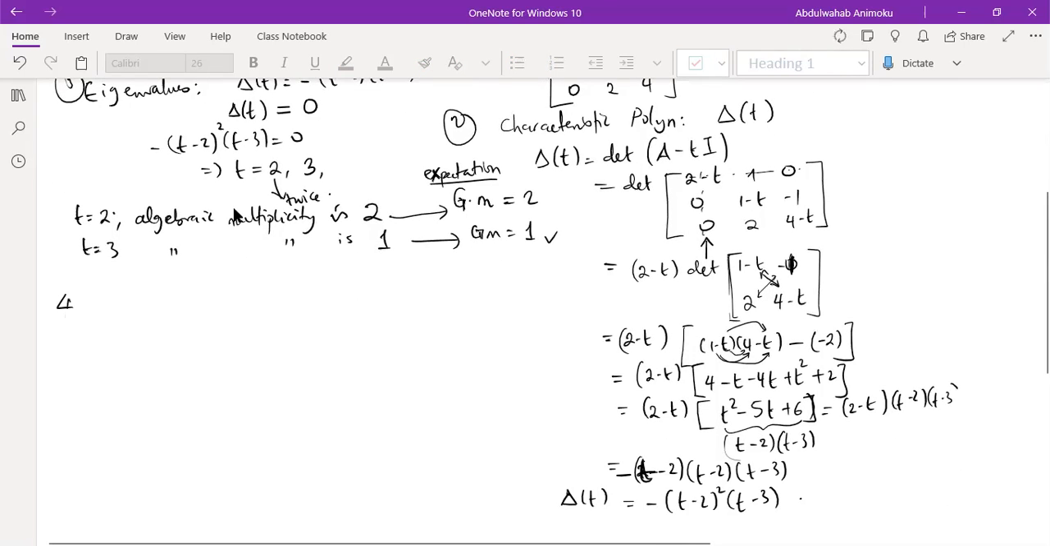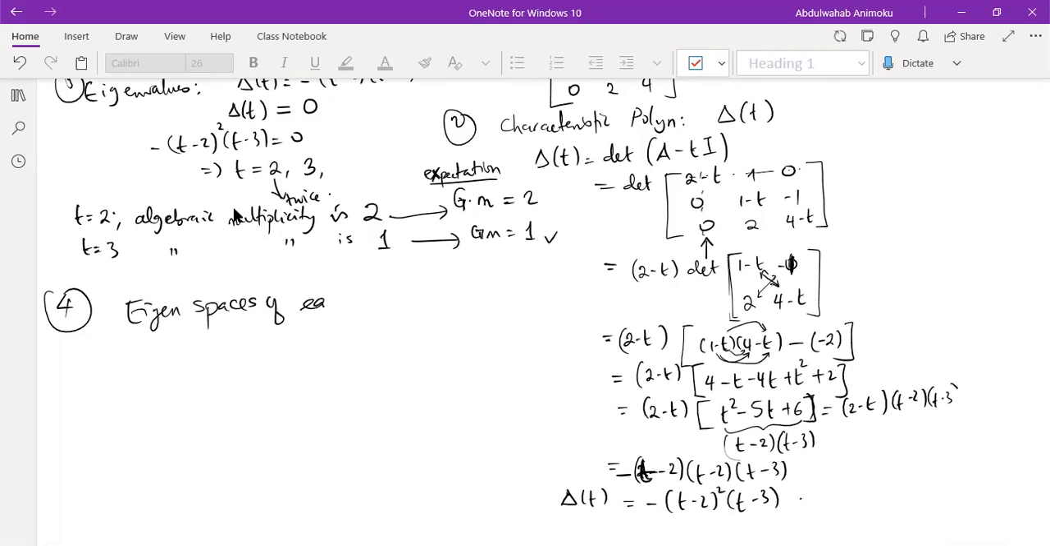So the first step is to find the eigenspaces of each eigenvalue. So what does this mean? It means that we now put back this t into this matrix, right? So we have to put t into this matrix. So for t equal to 2, what do we obtain?